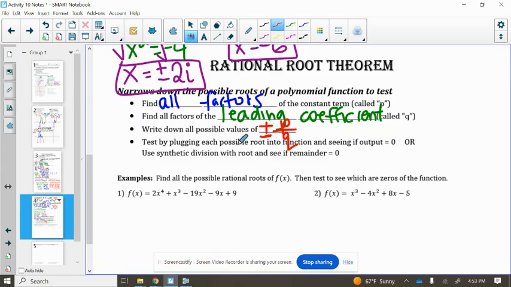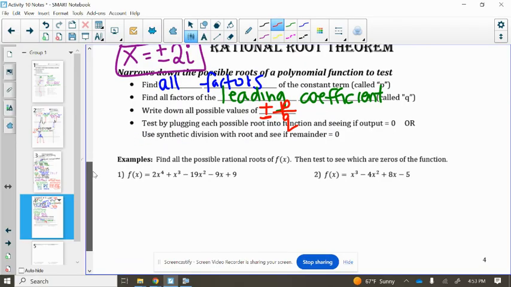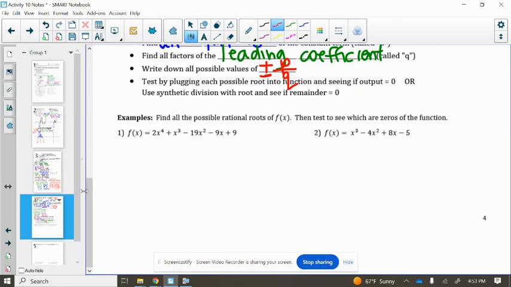Now, how do we test that? Well, we plug in each of those possible roots into our function for x and see if that output value is 0. Then yes, it is a root of the function. Or we can use synthetic division to see if our remainder is 0, because that also tells us that it is indeed a zero, or a root, of our function.